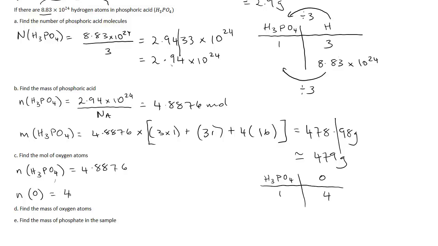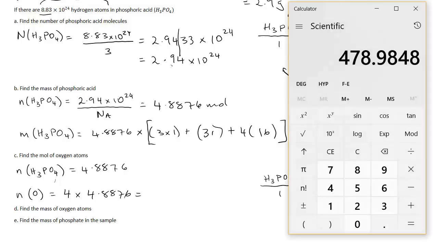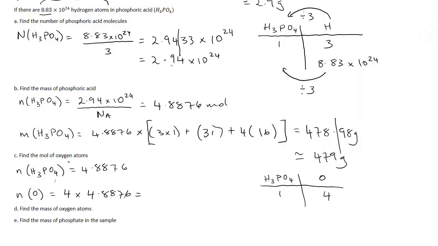and you can stop doing the table unless you're still getting confused. Okay, so 4 times by 4.8876 will give us the mole of oxygen atoms. Four times by 4.8876, 19.55. Which again, to significant figures, that's going to cut off there, the 5 is going to increase the 5, so that's 19.6 mole. Okay.